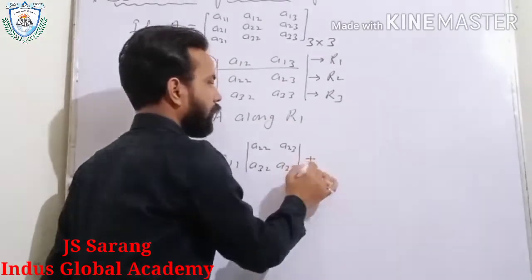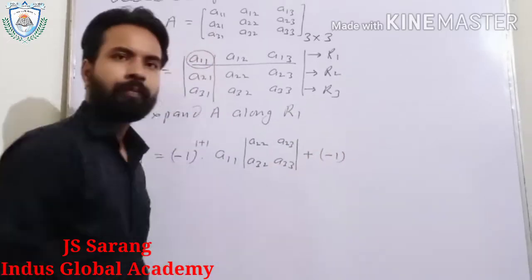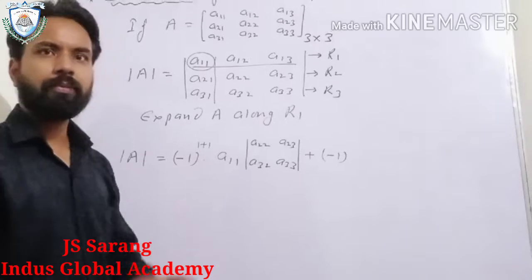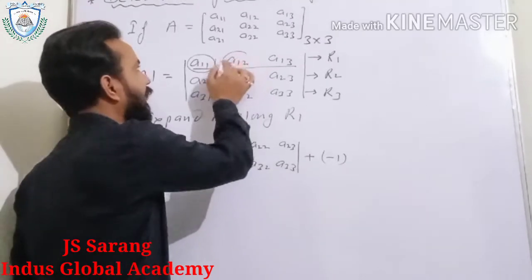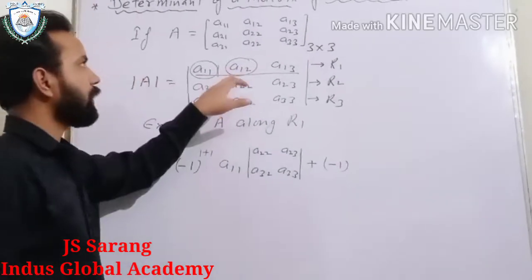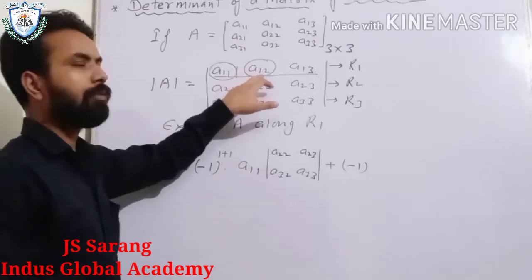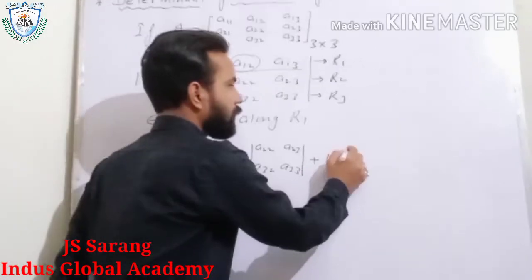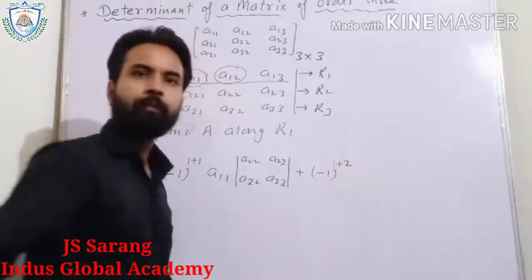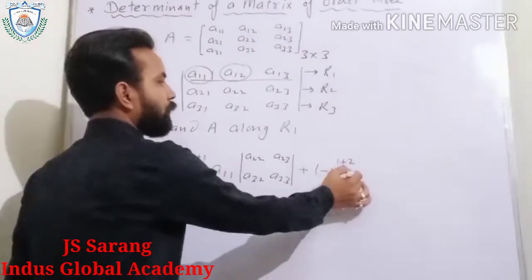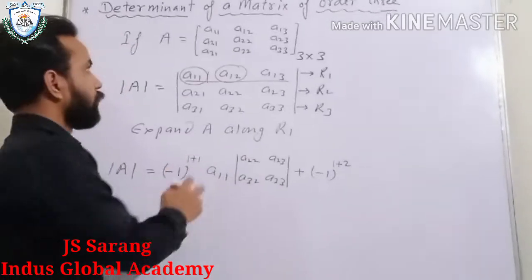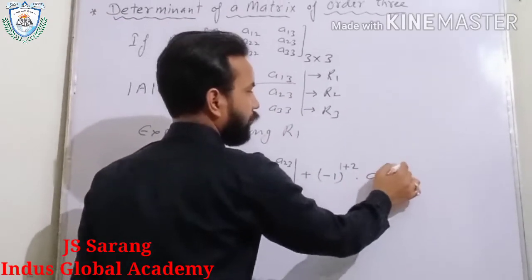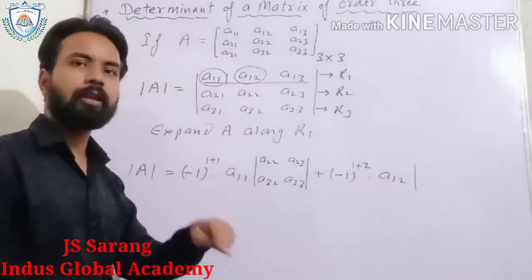Clear? Now plus minus 1 to the power. The power of this minus 1 will be the sum of the numbers which are in the suffix of the second element of first row. What is the second element of first row? A12. So what are the numbers in the suffix? 1 and 2. So their sum will be 1 plus 2. Understood? Into, we will note the second element of first row, which is A12.